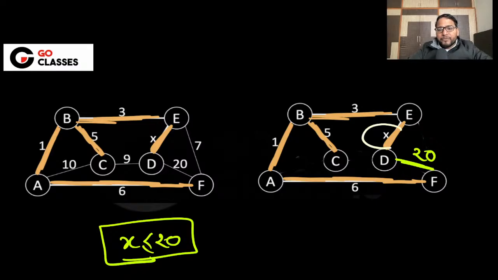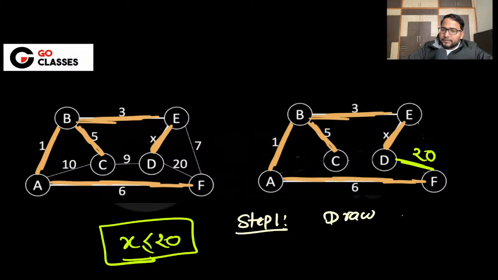this as x, right? This x, I want to find out the value of x. What I did, let me write down the steps. Okay, what I did as a step 1, draw MST, right, which was like this, right? That was the step 1. Now once the step 1 is completed, now what is the step 2?